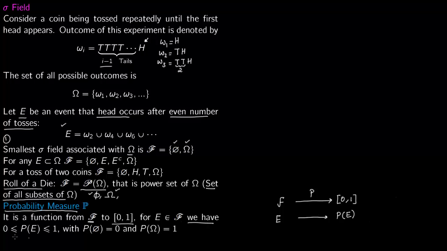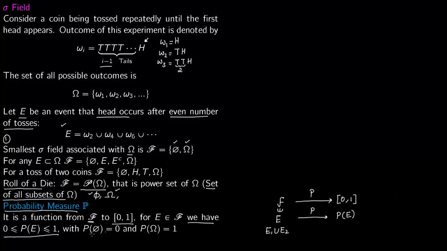So we have probability of the event lying between 0 and 1. This event is taken from the sigma field, and the reason why we constructed the sigma field was because we want this probability function to make sense. So we should be able to talk about probability of two events, probability of intersection, union of two events, complement of an event, probability of the null set, and so on.